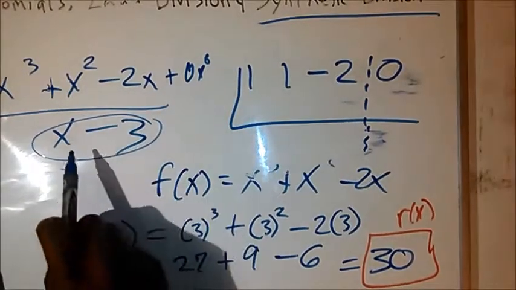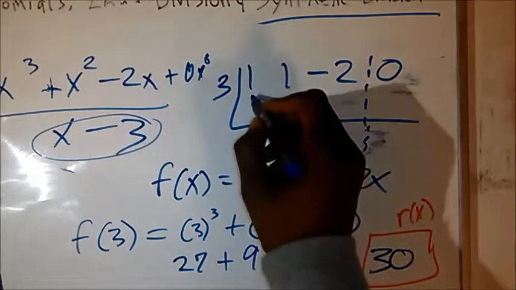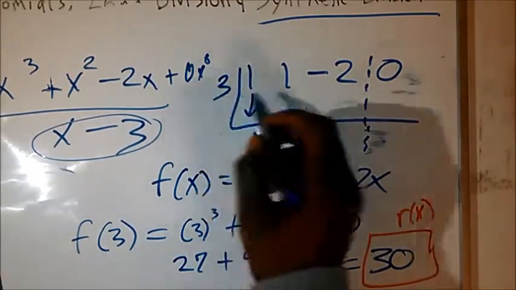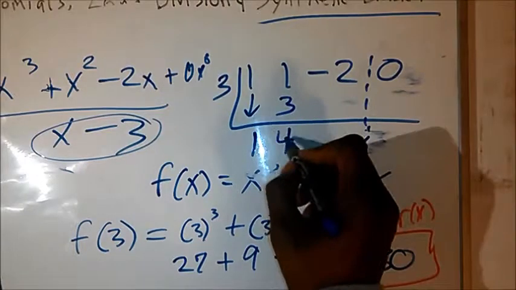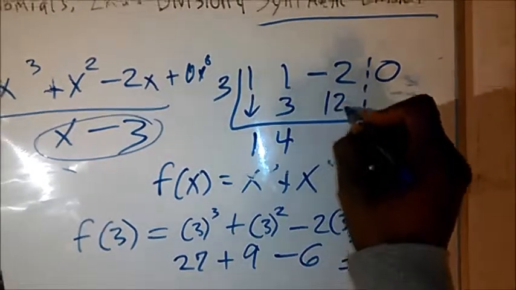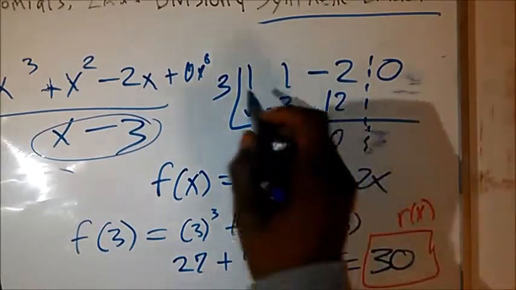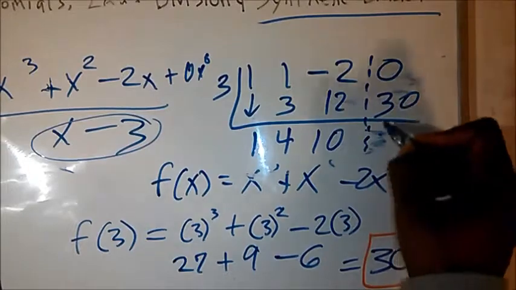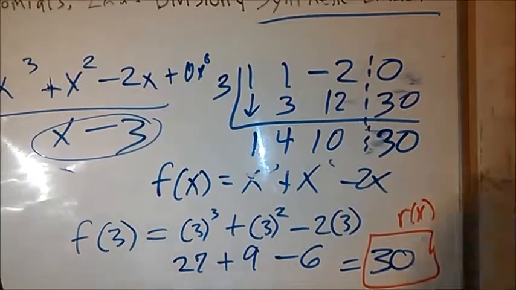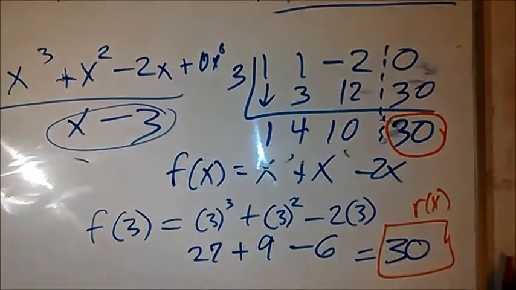And we're going to set this equal to 0. X will be equal to 3. Bring down this 1. 1 times 3 is 3. 3 plus 1 is 4. 4 times 3 is 12. 12 minus 2 is 10. 10 times 3 is 30. And look, 30 plus 0 is 30. Look at this. We have a remainder of 30, right?